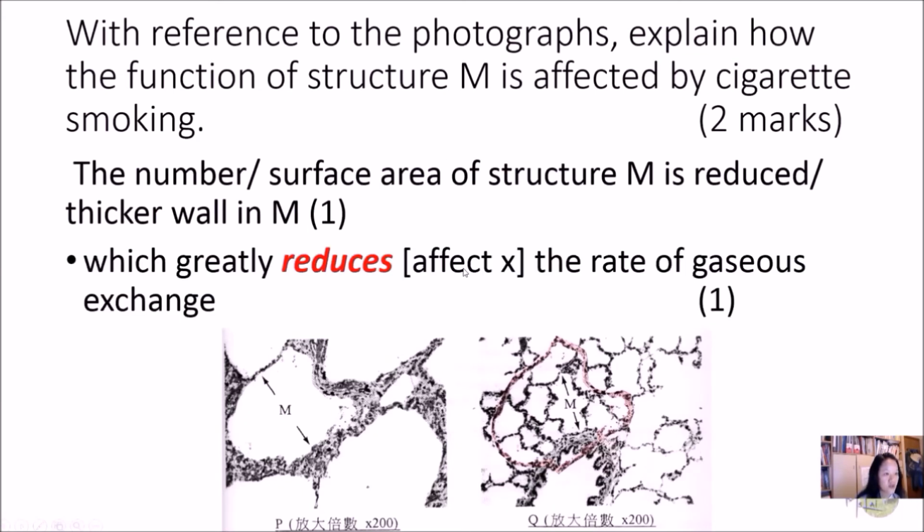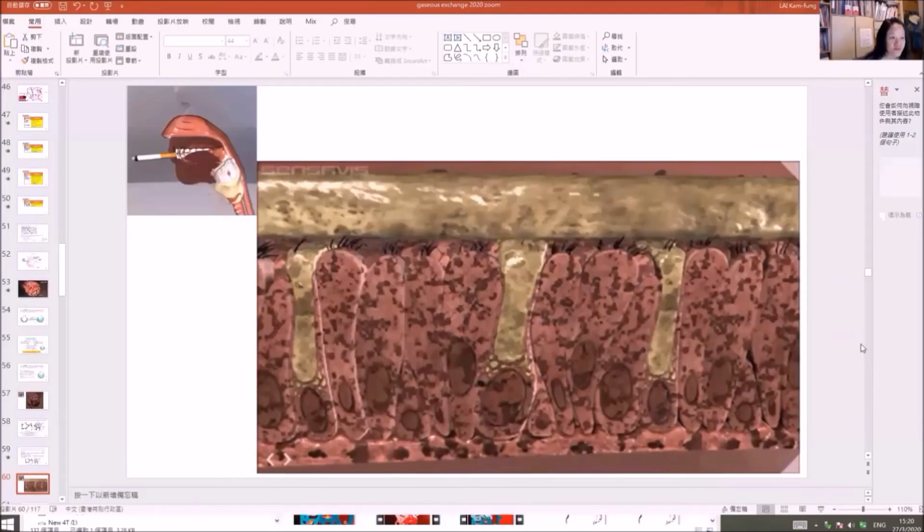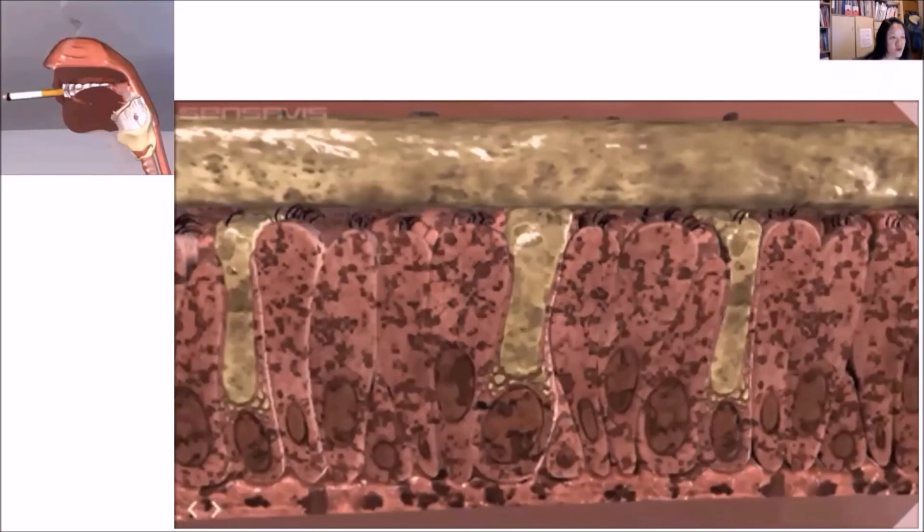You can choose either one to mention. And then this can reduce. Again, you can see, don't just copy the word affect. Affect scores no marks. You have to say reduce. Something about smoking. There are some effects of smoking.